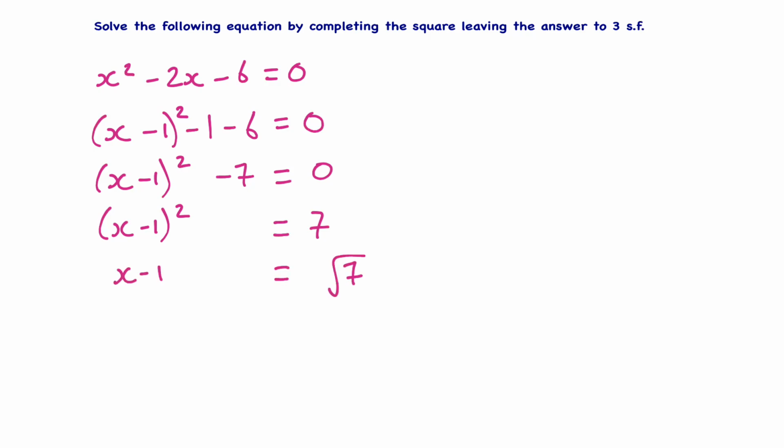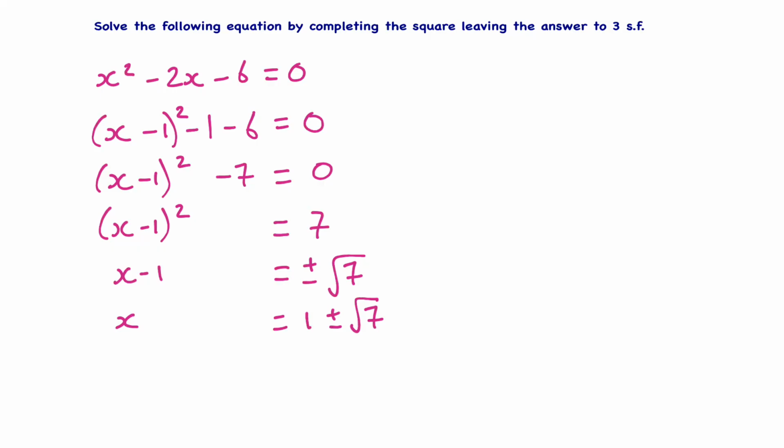Don't forget, at GCSE, when you square root a number, you must write down the positive and negative answer. So it's positive and negative square root of 7. Then the next layer is we need to get rid of the minus 1, so we add 1 to both sides.